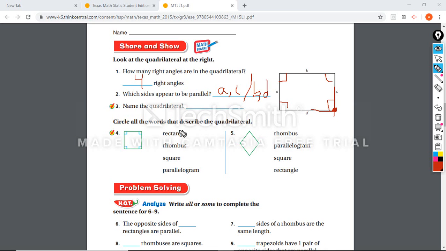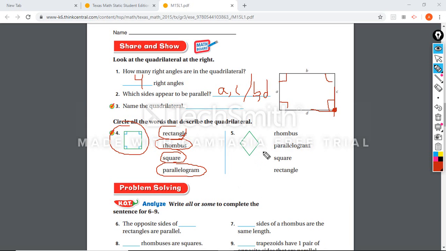Okay? The next one, you have to use your logic here and look at your notes. Circle all the words that describe the quadrilateral. We already discussed this one. We already know it's a rectangle, it's already a rhombus, it's already a square, and it's also a parallelogram. This shape has every characteristic of each one of these. Go back, refer to your notes, and double check, and you'll see it has every characteristic of each one.